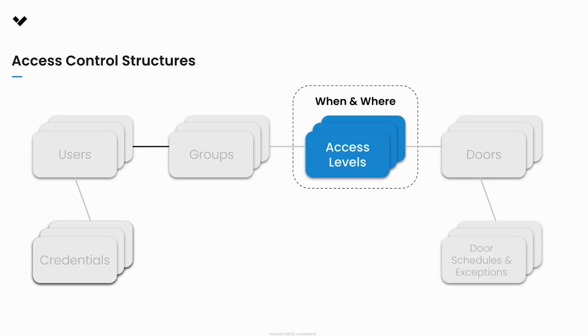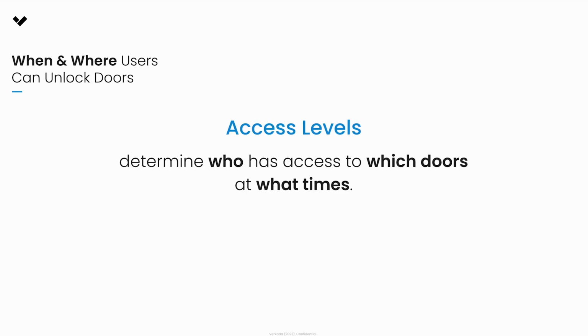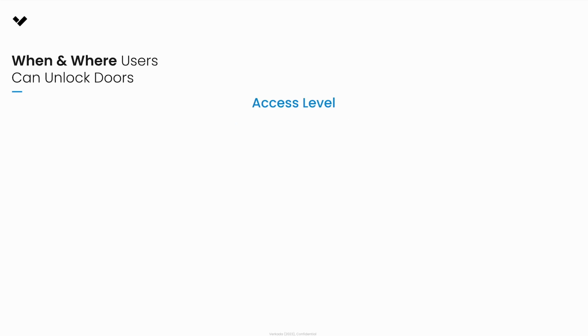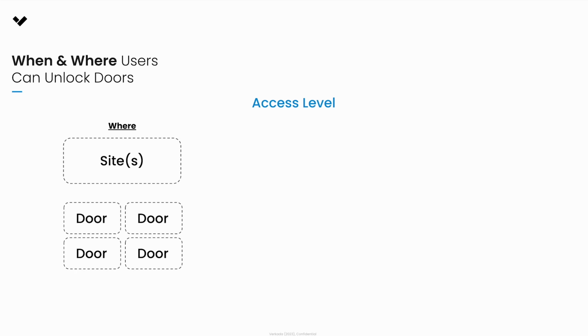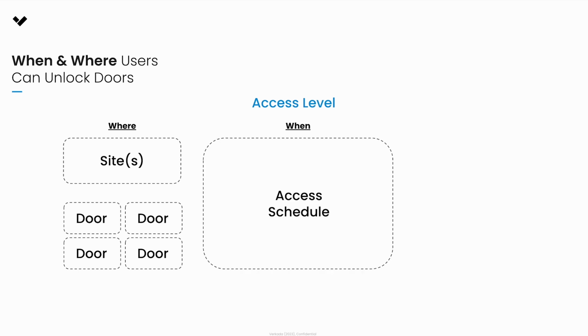Now that we've discussed the who, users, and the how, credentials, let's look at where and when users can put their credentials to use, meaning what doors they can actually access and at what times. In Verkada, this is controlled through something called access levels. Simply put, an access level determines who has access to which doors at what times. An access level is created by selecting which sites the access level pertains to, which doors within those sites the access level should provide access to, and the schedule. In other words, the time of day for each day of the week that access to those doors should be granted. The access level is then applied to one or more groups that should be given that access.